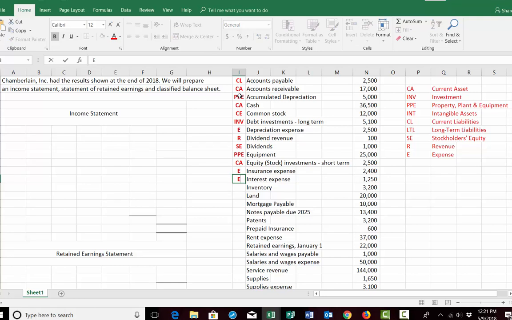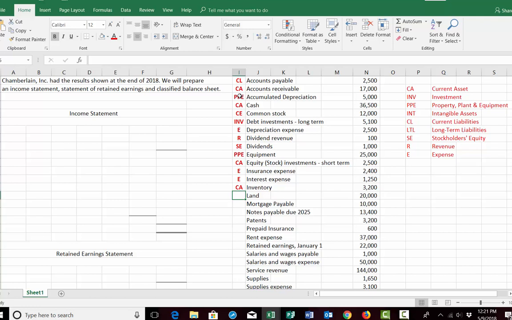Today we're going to do a single-step income statement. Later on, when you do a multiple-step income statement, we would classify interest expense and dividend revenue as other. But for now, we're just going to have a single-step income statement. Okay, inventory is a current asset. Remember, inventory is items that you're going to sell in the future for a customer at a profit, hopefully.